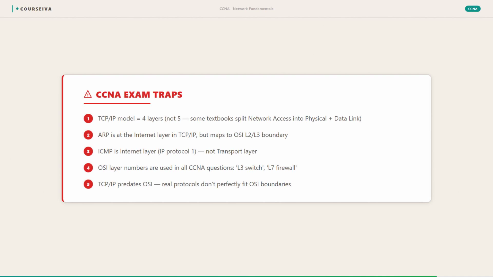For ICMP, don't let it trip you up. It belongs in the internet layer, not the transport layer. When you're tackling those CCNA questions, they'll drill your OSI layer numbers into you, so have layers 1 through 7 down pat. Lastly, remember TCP/IP was the trailblazer, predating OSI, which serves more as our theoretical playbook.